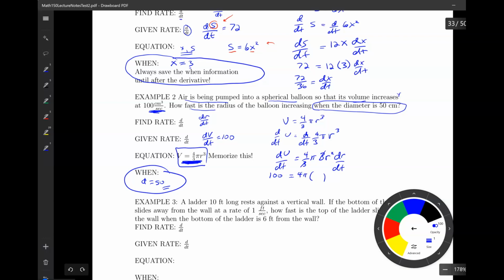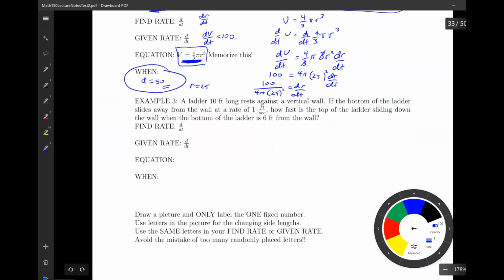If diameter is 50, then radius is 25, squared, times dr dt. So I get 100 over 4 pi times 25 squared. I'm sure that will simplify a bit, but I'm not going to worry about it too much. So that's the rate the radius is changing. Let's do one more.